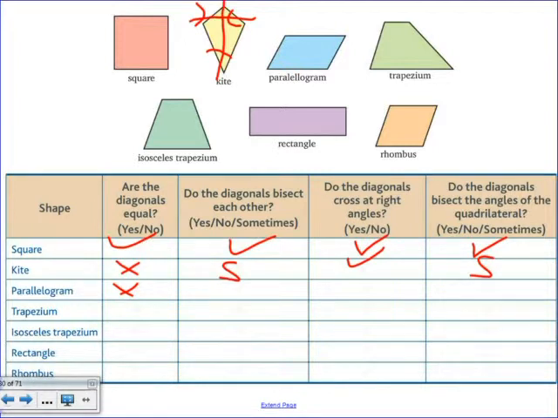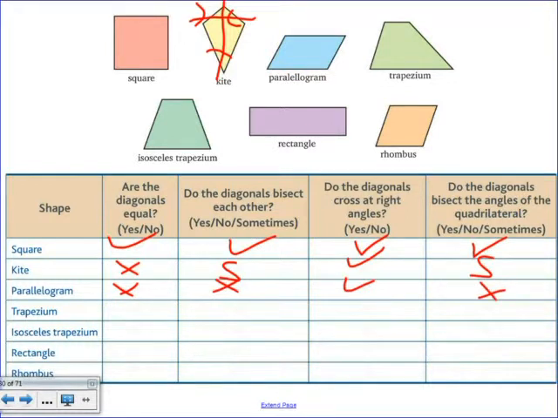I said yeah because they cross in the middle. The question is, if you've got an angle here, is that angle cut exactly in half? And it shouldn't be because it's just a rectangle that's getting longer. So it should be a no. And then do the diagonals cross at right angles? Yeah. And then do the diagonals bisect the angles of the quadrilateral? No.